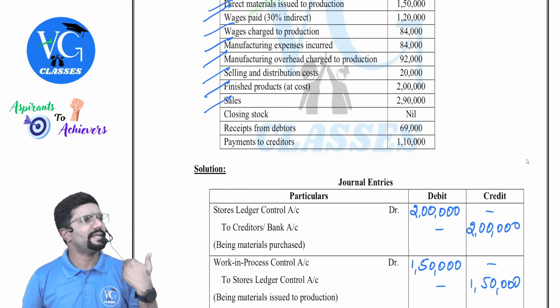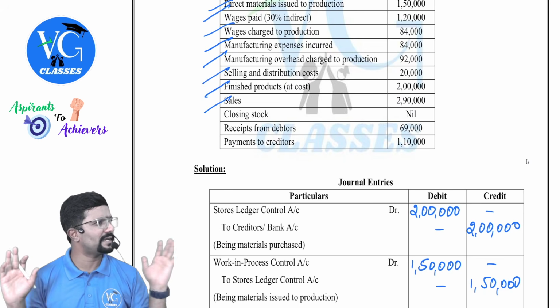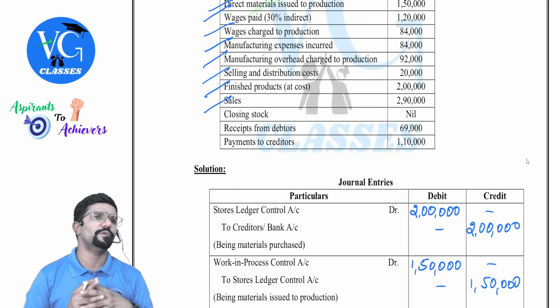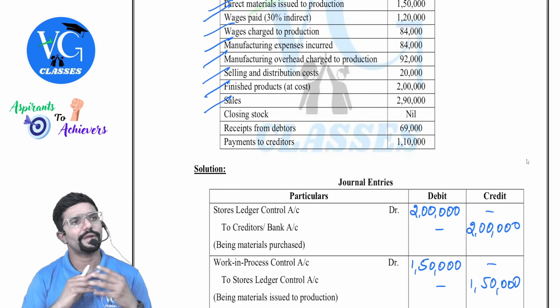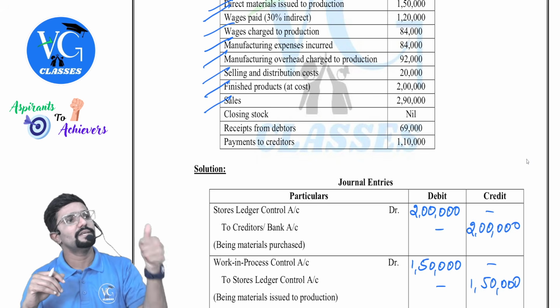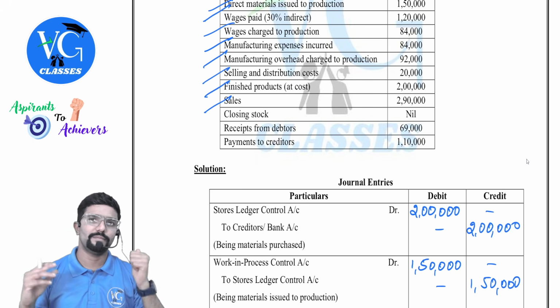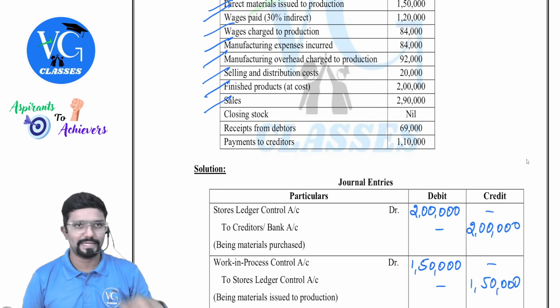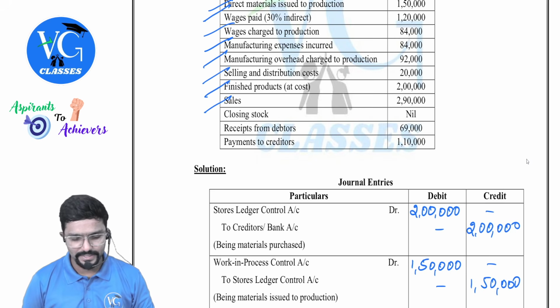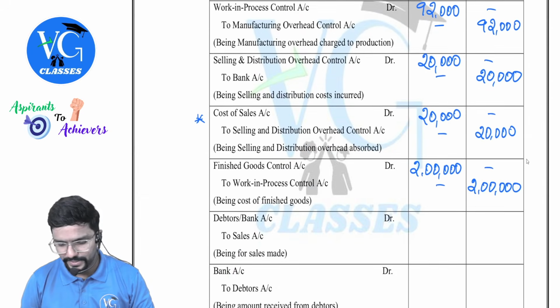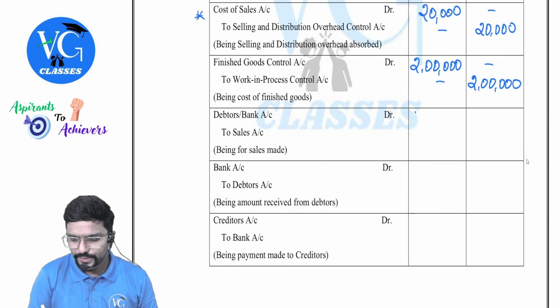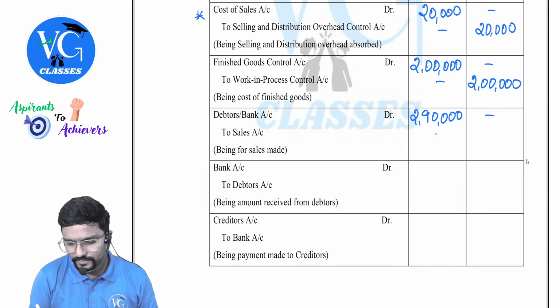Okay, so next, sales. 2 lakh 90. As later receipt from debtors is there, you can consider it to be entirely credit sales or write both bank/debtors. What is the entry, guys, under non-integrated? General ledger adjustment account to sales account. But here bring bank or debtors to sales. 2 lakh 90,000.